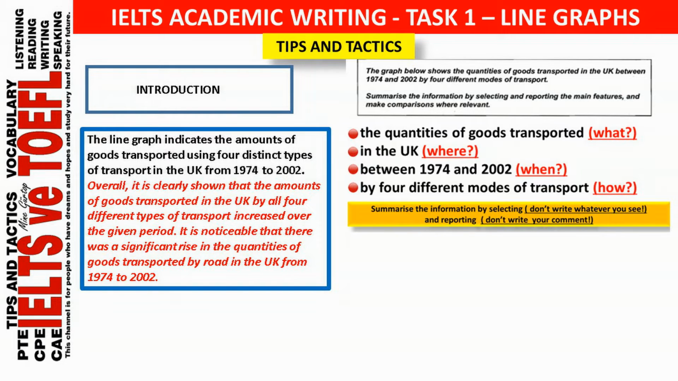Task 1. The graph below shows the quantities of goods transported in the UK between 1974 and 2002 by 4 different modes of transport. The line graph indicates the amounts of goods transported using 4 distinct types of transport in the UK from 1974 to 2002. Overall, it is clearly shown that the amounts of goods transported in the UK by all 4 different types of transport increased over the given period. It is noticeable that there was a significant rise in the quantities of goods transported by road in the UK from 1974 to 2002.